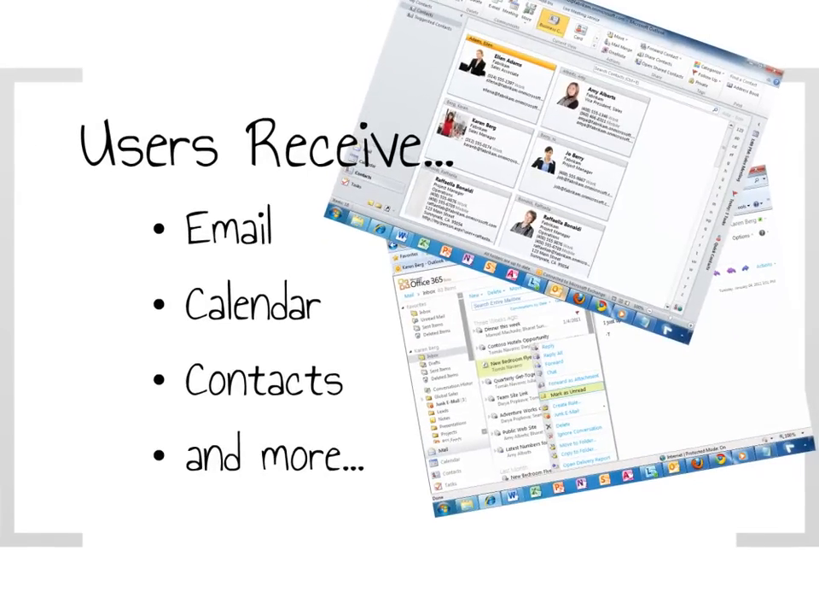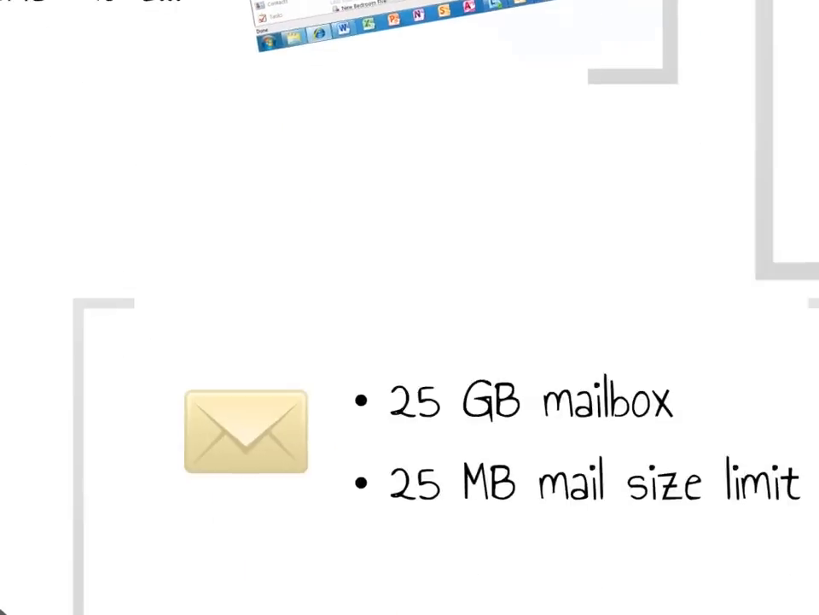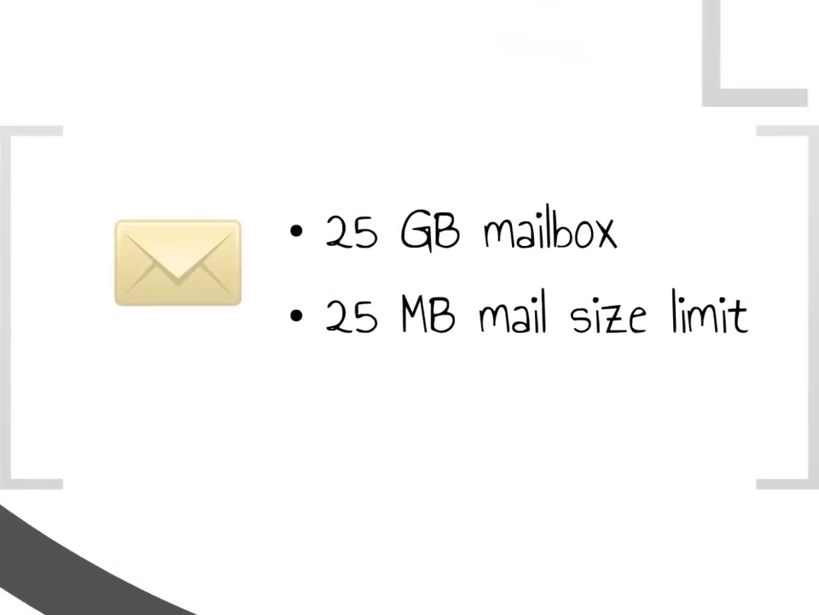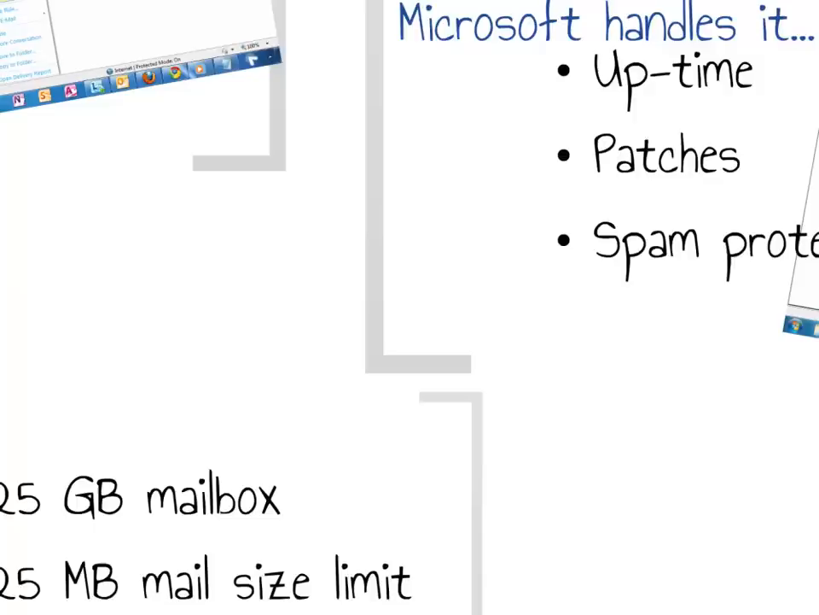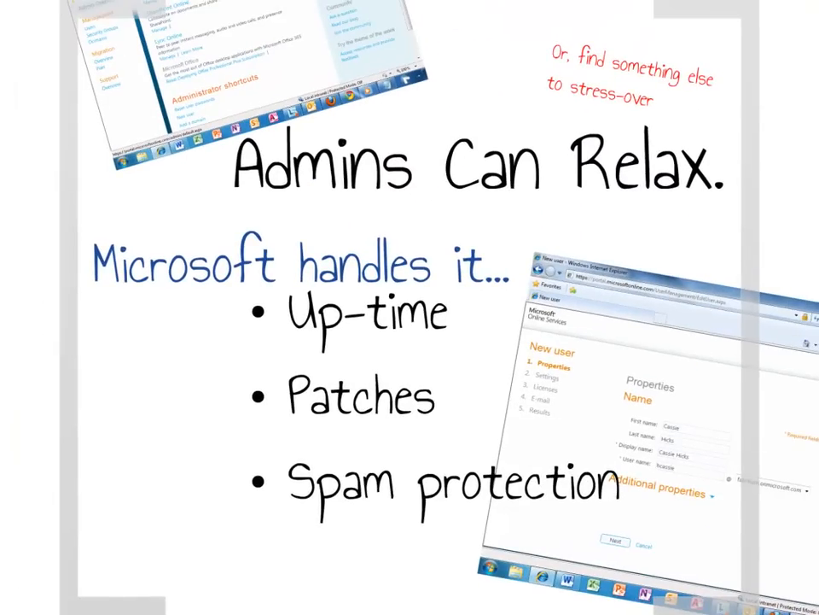Users receive email, calendar, contacts, and more within Outlook Desktop and Outlook Web Access. Exchange Online provides 25 gigabytes of mailbox space per each user, plus individual mail items can be up to 25 megabytes in size. For IT admins, they can relax.